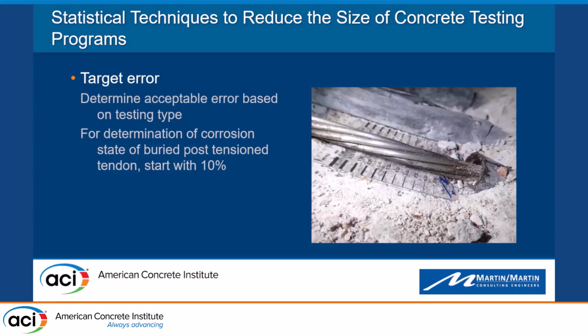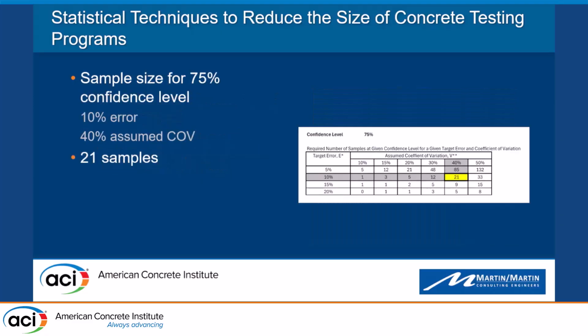So if I'm going to accept, for post-tension structures, it's going to be really important to have a pretty low target error. And so we're going to initially say 10%, and then I'm going to show you some numbers if we'd said 5% for sample size. So I want to be able to take this sample size to the owner, and I want to agree on our initial testing scope. So I've got a 75% confidence level on the screen, 10% error, an assumed coefficient of variation of 40%, which is high. And so that would tell me that I need to initially take 21 samples.